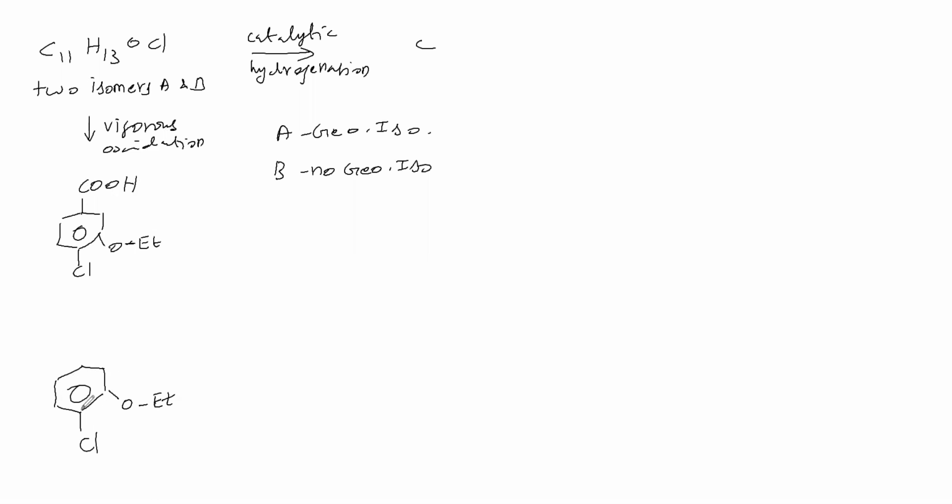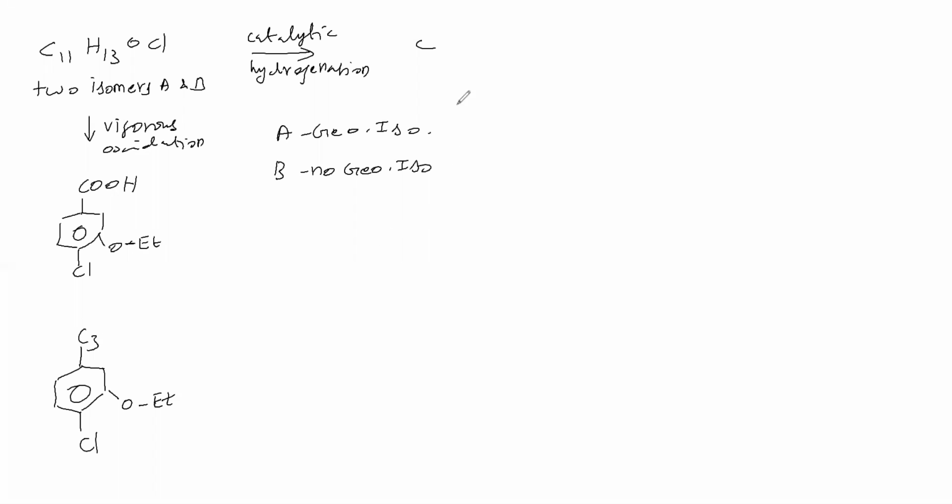This phenyl ring contains 6 carbons, ethyl group contains 2 carbons, totally 8. Remaining how much? 3. That 3 carbons should be at where? Correctly at this place as a side chain. That 3 carbons must be as a side chain. This side chain must undergo oxidation and gives carboxylic acid.